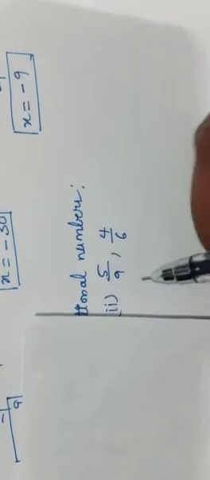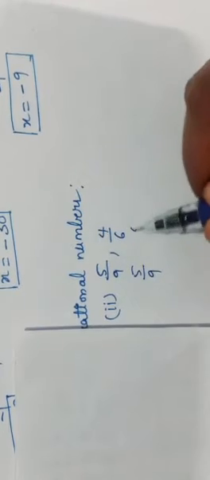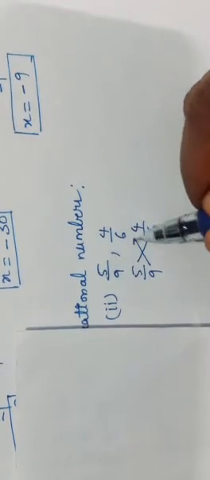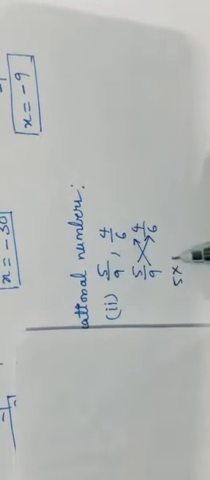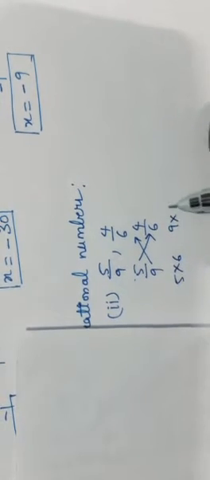Children, the next pair is 5 by 9 and 4 by 6. Cross multiply 5 into 6 and 9 into 4. 5 6s are 30, 9 4s are 36. Here 36 is the greater number, therefore 30 is less than 36. Therefore, in the last step we write 5 by 9 is less than 4 by 6.